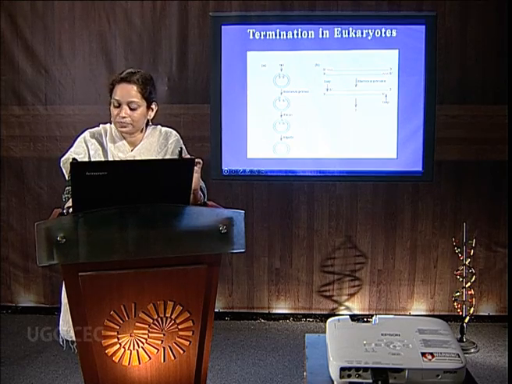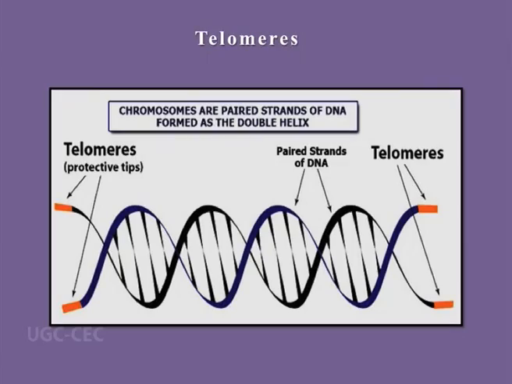To solve this problem of termination in eukaryotes, there are telomeres. The telomeres found at the ends of the chromosome help in the termination of replication, as well as in maintaining the length of the chromosome, which would have decreased if the 5' position had shortened with every cell division.